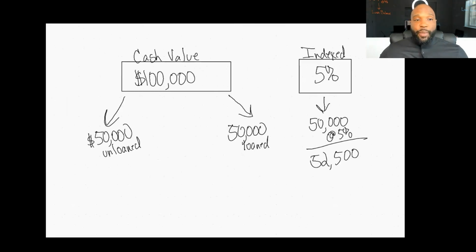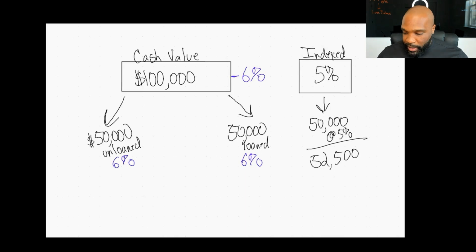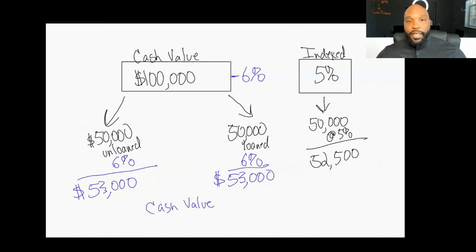Now, here's where the opportunity lies, because even though we borrowed this $50,000, the insurance company is still going to allow that full $50,000 to participate in the index crediting, right? So assuming we average our same 6%, that means we make 6% here on the loaned money and 6% on the unloaned money. Meaning what? We have 53,000 here and 53,000 here, bringing our cash value to what? 106,000. All right. So for the same scenario, but just different loan options.